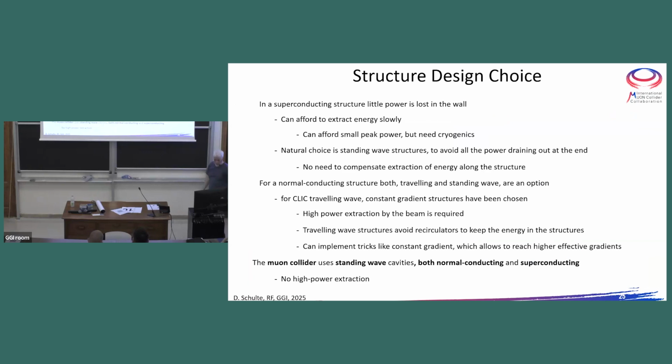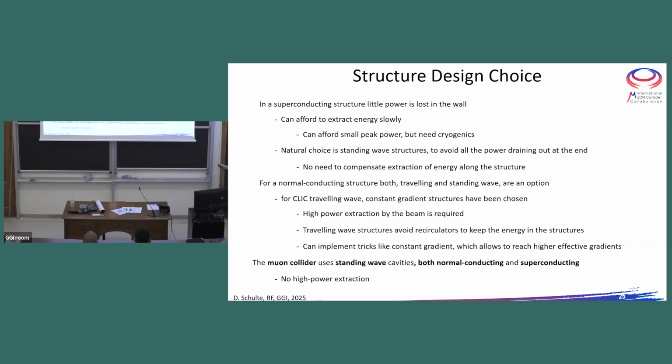So what do you have now as choices? Generally, in a superconductor, you have little loss in the wall, so you can afford to extract the power slowly. You also don't need to fill the cavity with high power. You can take time. So the peak power of your klystrons can be reduced enormously. You just give a longer pulse. That's great. But we need cryogenics, and you have to have a standing wave cavity. There are designs where people think about traveling wave, but typically it's standing wave because you need to keep the energy in the cavity for long.